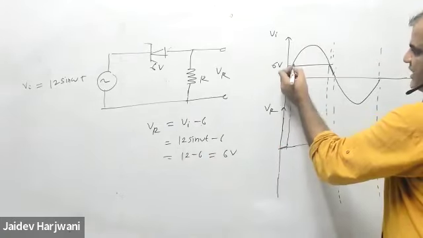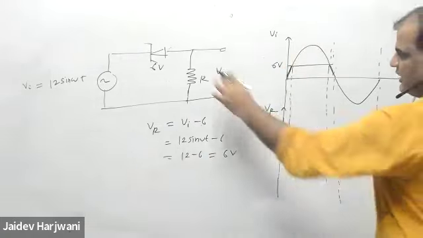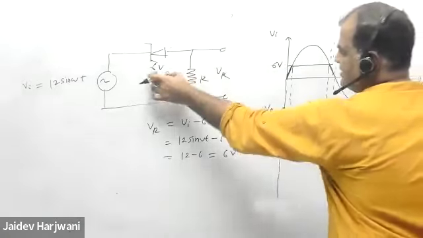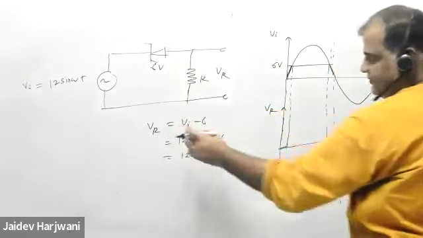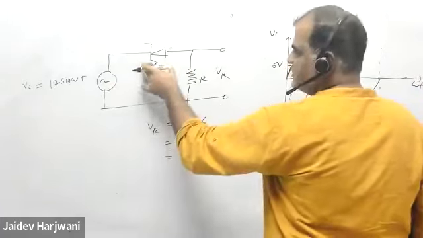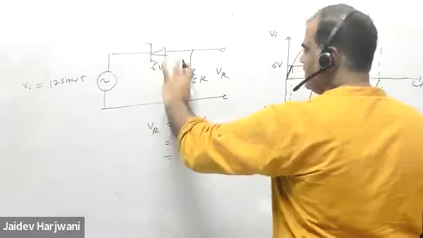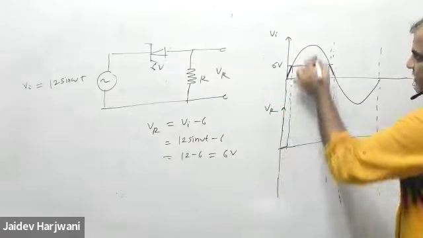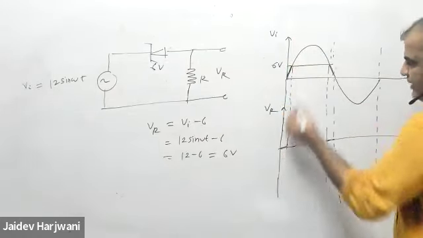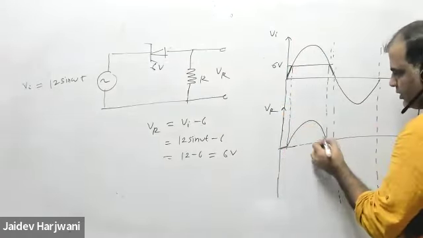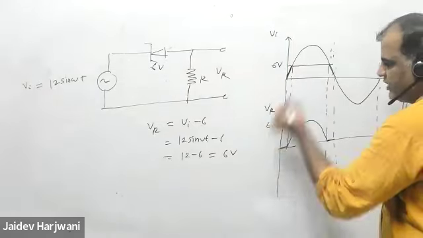Now slowly it becomes 7, 8, 9, 10. Current will start increasing. So 6 is here, and the remaining voltage will come here. This is 7 volt, 6 here, 1 here; 8 volt, 6 here, 2 here. So when it is 12, it will go up to a maximum of 6 volt here.